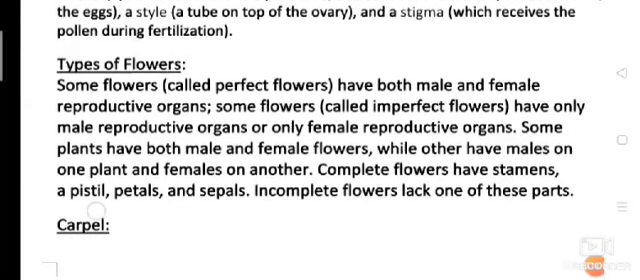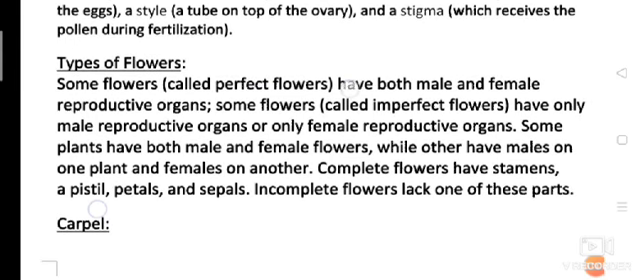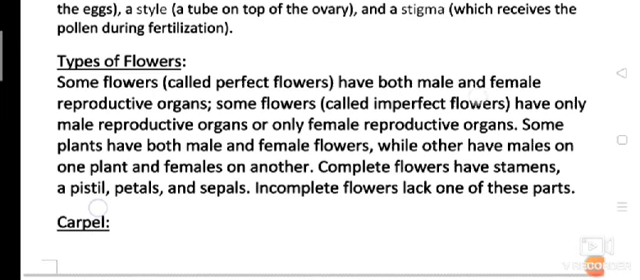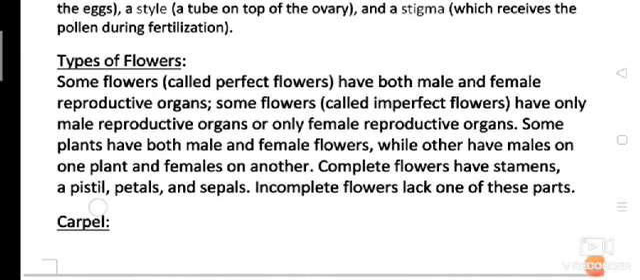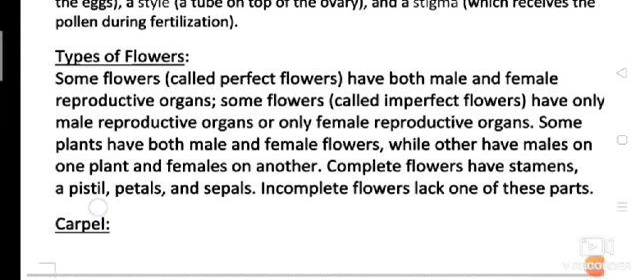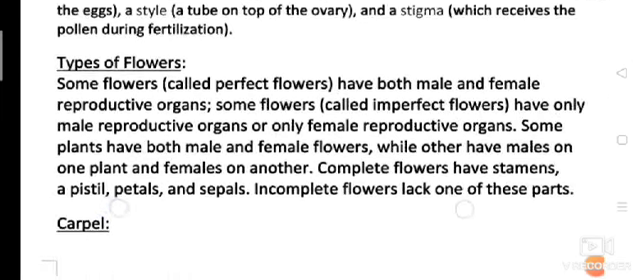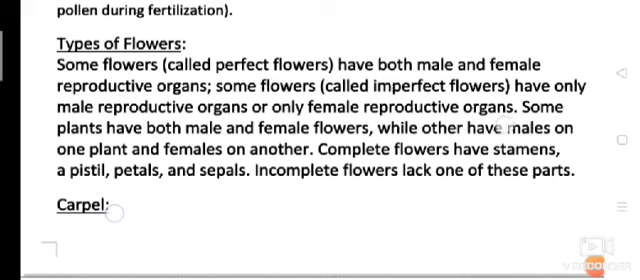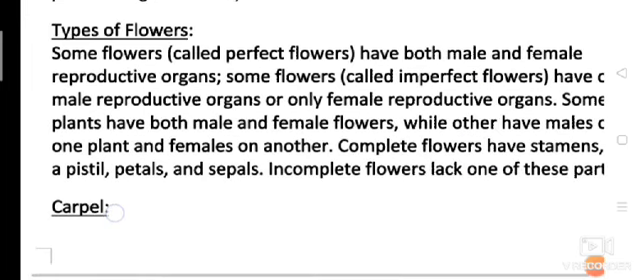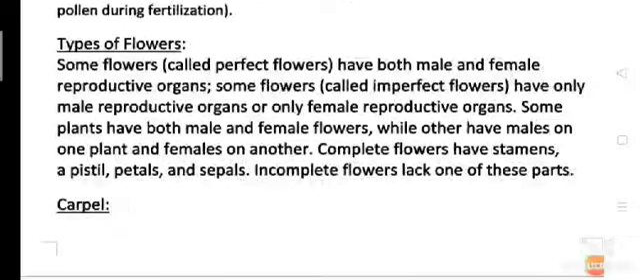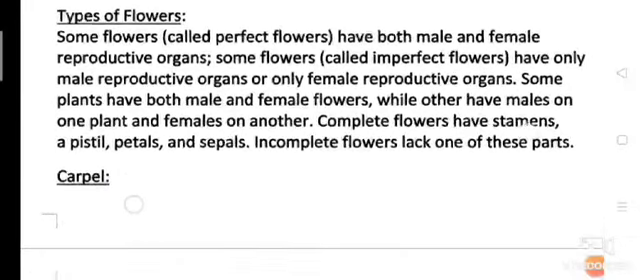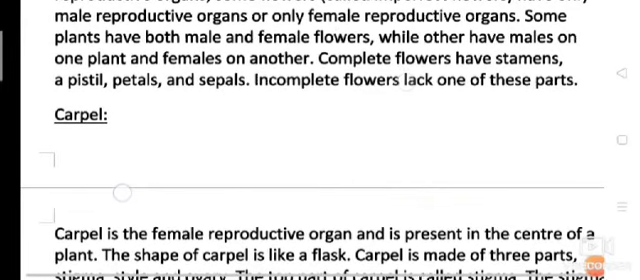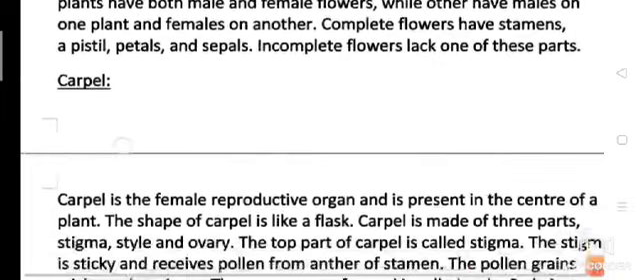Types of flowers. Some flowers, called perfect flowers, have both male and female reproductive organs. Some flowers, called imperfect flowers, have only male or only female reproductive organs. Some plants have both male and female flowers, while others have males on one plant and females on other plants. Complete flowers have stamens, a pistil, petals, and sepals. Incomplete flowers lack one of these parts.